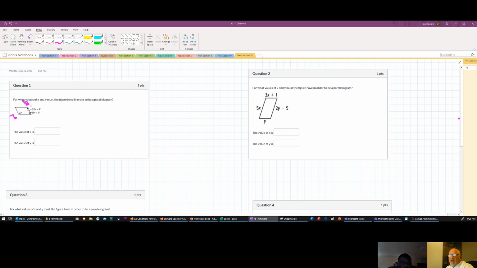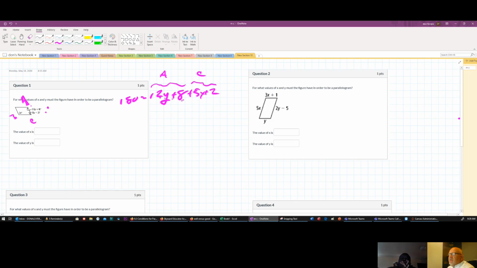So we called this angle A up here, right? And this we're going to call C. A plus C equals 180. So I'm going to say 180 equals this plus this. So 180 equals 12y plus 8, plus 5y plus 2. And this here is angle A, and this here is angle C, right?